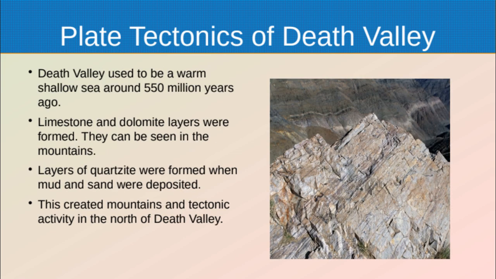Death Valley used to be a warm, shallow sea around 550 million years ago. Limestone and dolomite layers were formed. This can be seen in the mountains. Layers of quartzite were formed when mud and sand were deposited. This created mountains and tectonic activity in the north of Death Valley.